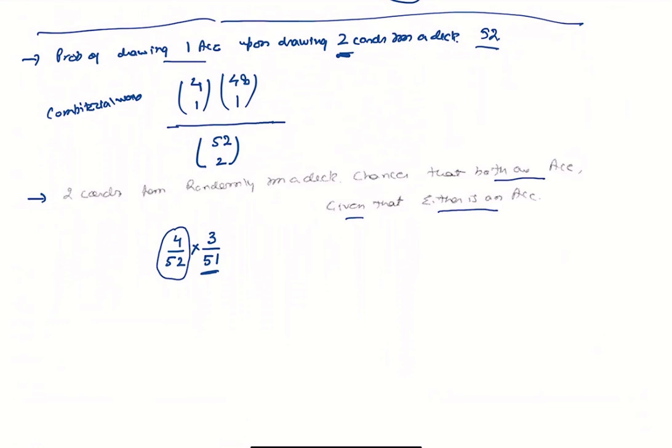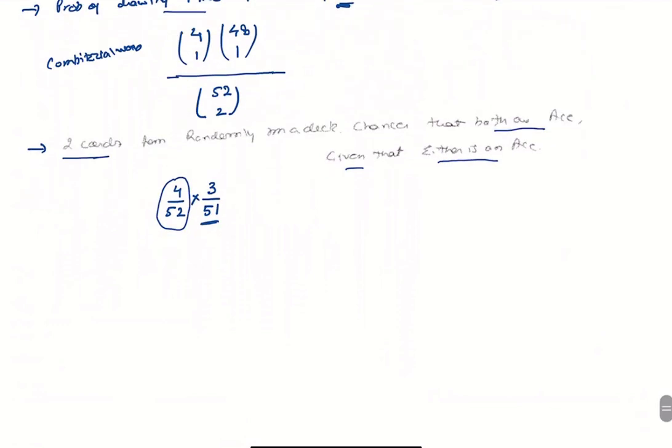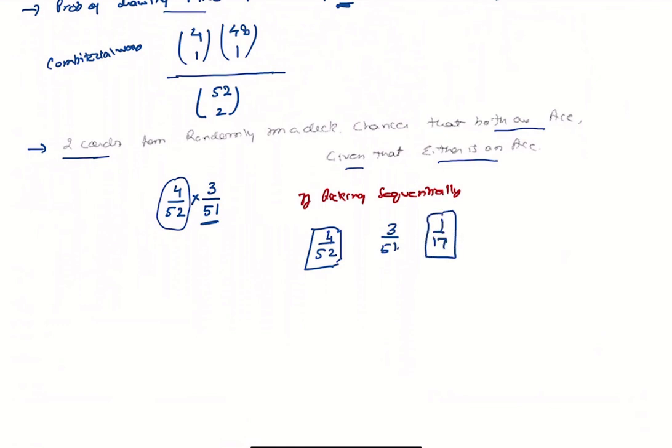But this is when we are picking the two cards together. If we are picking the two cards sequentially without replacement, then we can just work with the reduced sample space, which means that for the first card you draw as ace, the chances are 4 out of 52, but the second card you draw, which is going to be an ace, is going to be 3 out of 51 or 1 out of 17. It is just that you're working with the reduced sample space.